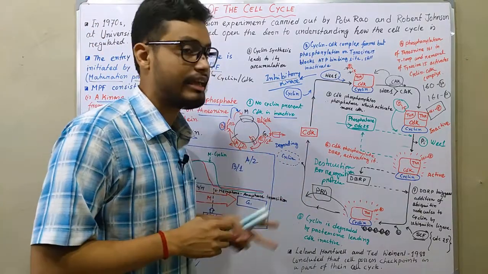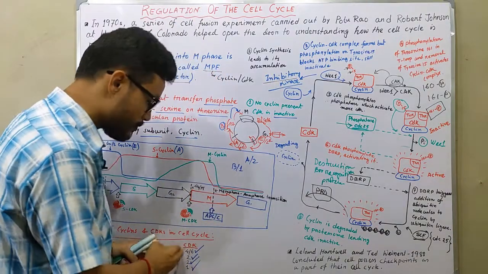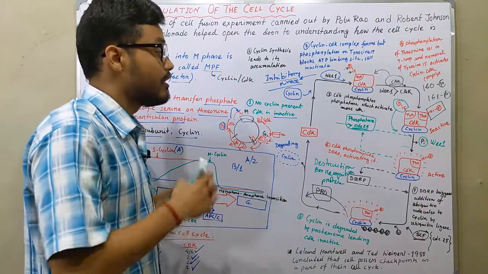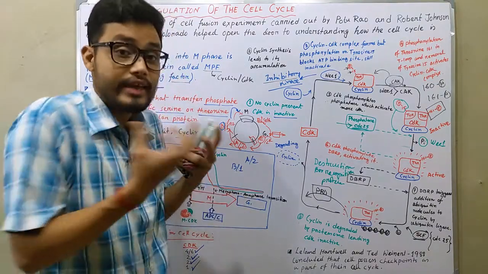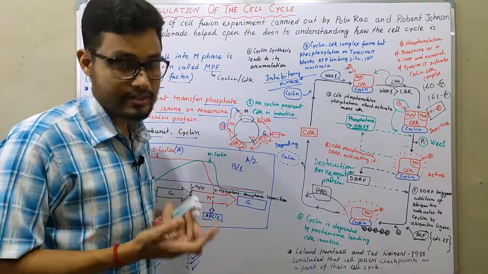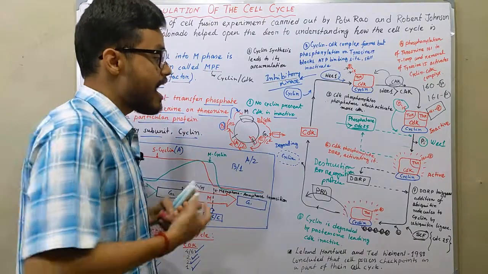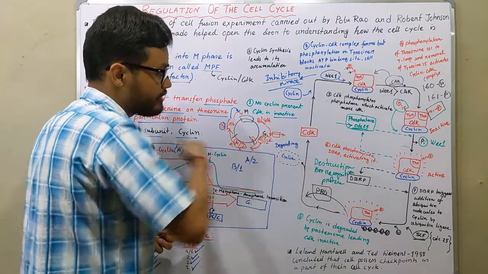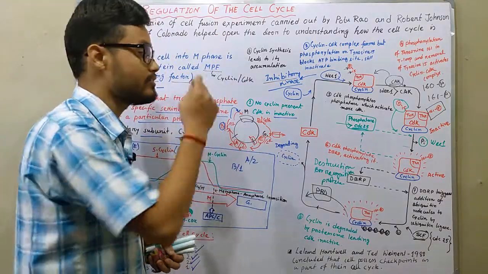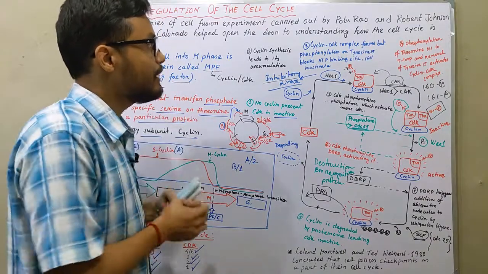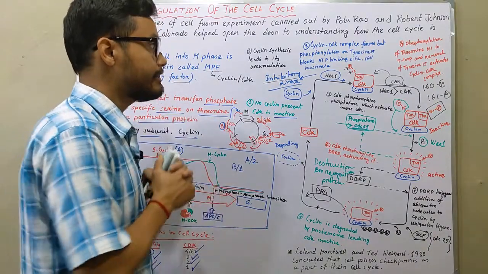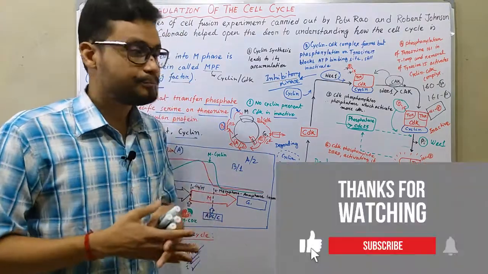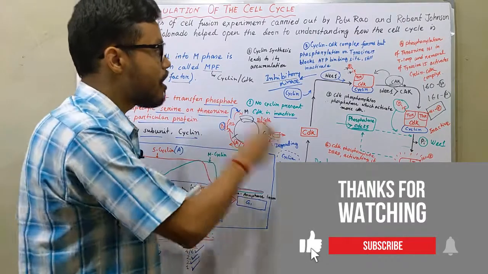All of the CDKs, CDK4, 6, 2, 1, are present inside of the cell, but they are not active because there are no cyclins. If a certain cyclin is present, then certain CDKs are activated and those CDKs help to pass through the transitions from G1 to S, S to G2 and G2 to M. So this is the complete regulation of the cell cycle. I think this will help you to understand the complete regulation of the cell cycle and the molecular events occurring during each cell cycle.